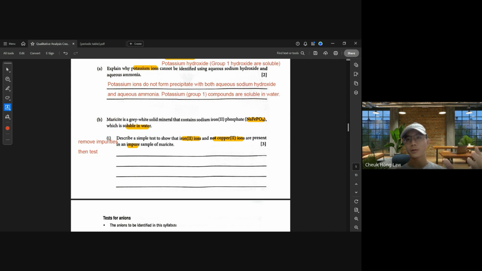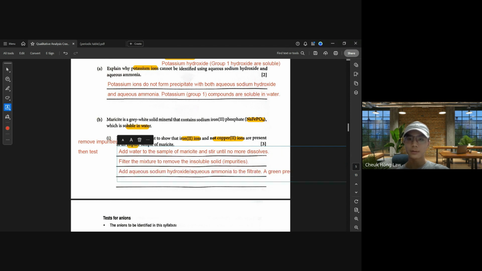We add water to the maricite to dissolve the sodium iron 2 phosphate, and then we filter it. Then from the filtration, we remove the insoluble impurities as the residue, and the filtrate will be your sodium iron 2 phosphate solution. Okay. Then from there, we can do our testing.